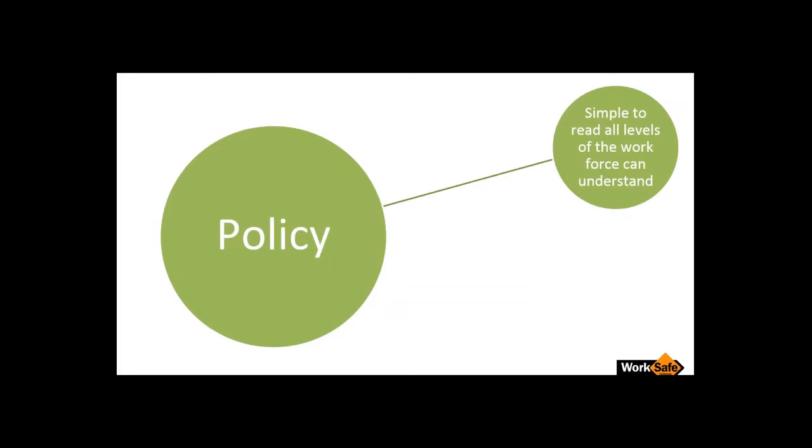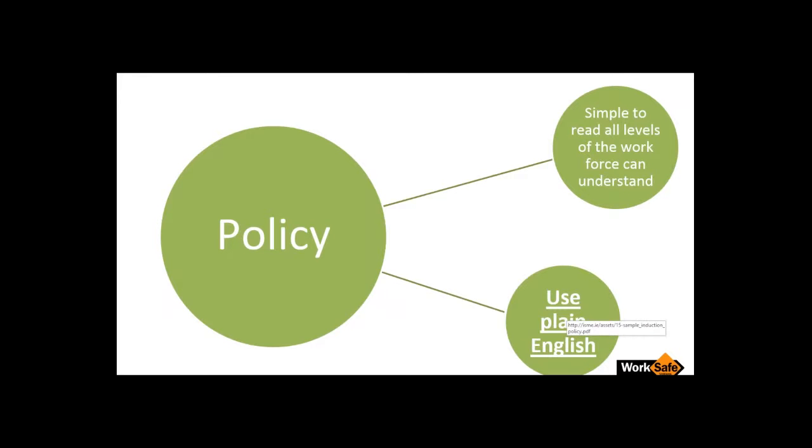As we know, the school system sometimes allows people to get through without being as good at understanding or comprehending the written word. So we need to make sure that the policy is simple so everyone can have an opportunity to read it. So we need to use plain English and make it very clear what people can do.